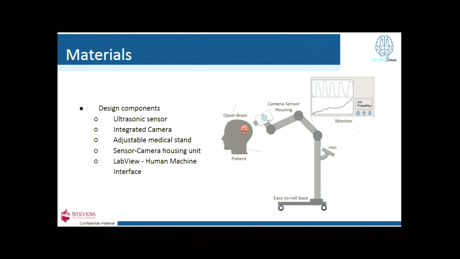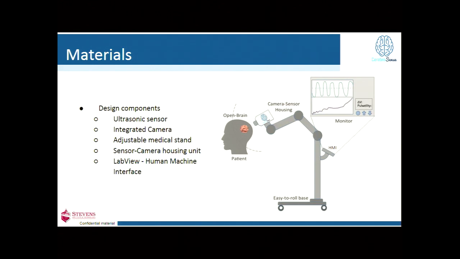So we'll start off with some of the design components. First and foremost is the ultrasonic sensor. This works very similarly to that of sonar on a ship or a submarine, where it sends a sound signal to the bottom of the ocean, bounces up, and measures the distance that way. We've also integrated a camera to act as the scope per se, so the neurosurgeon knows exactly what he's looking at, because the sensor doesn't inherently have viewing capabilities.